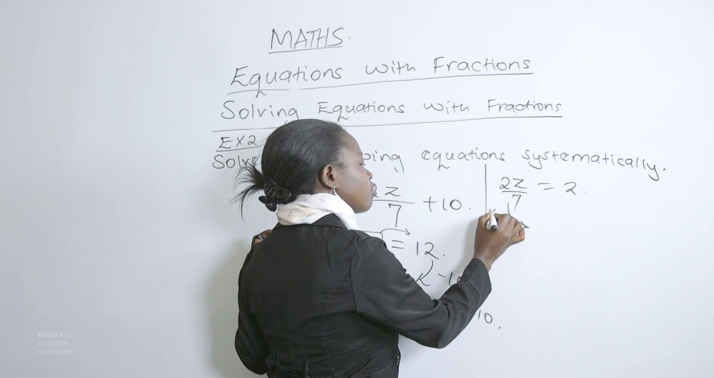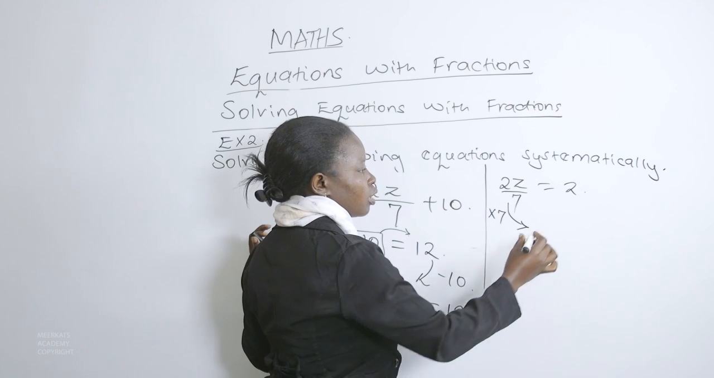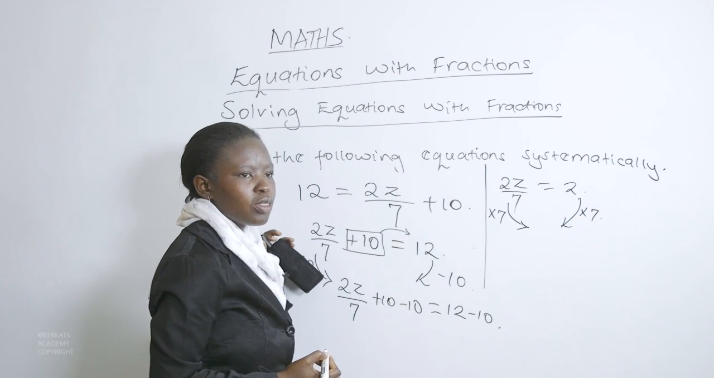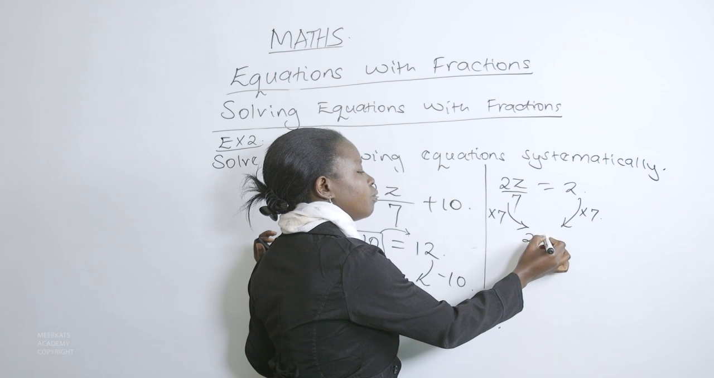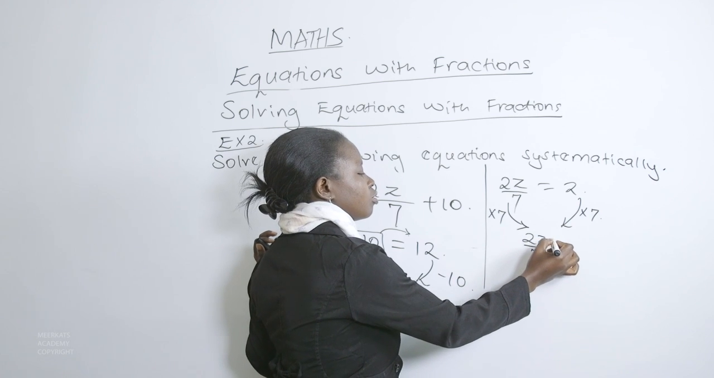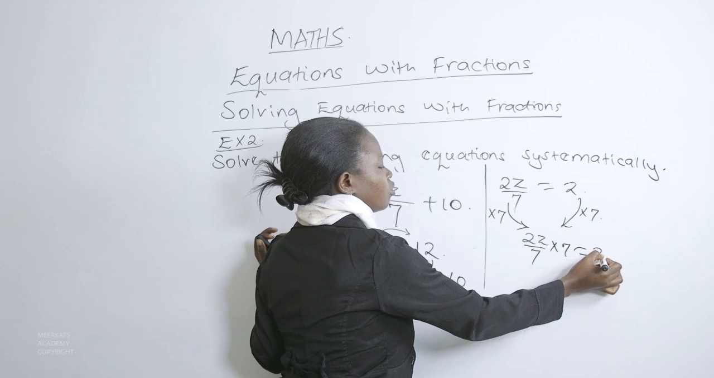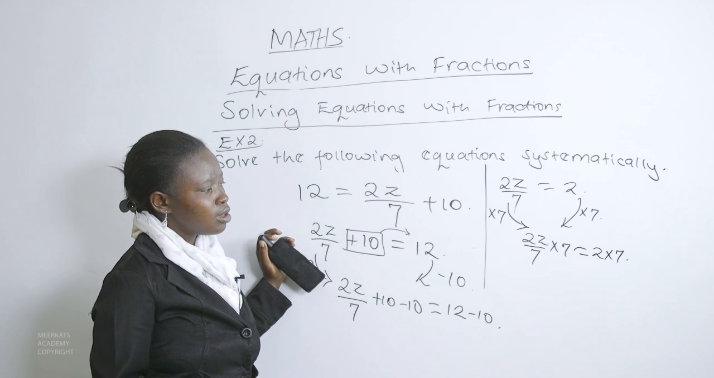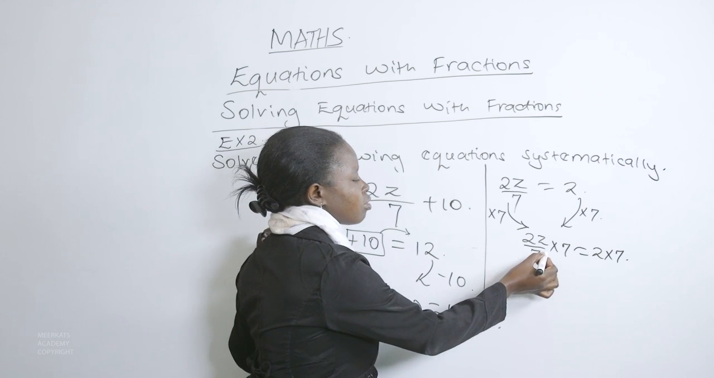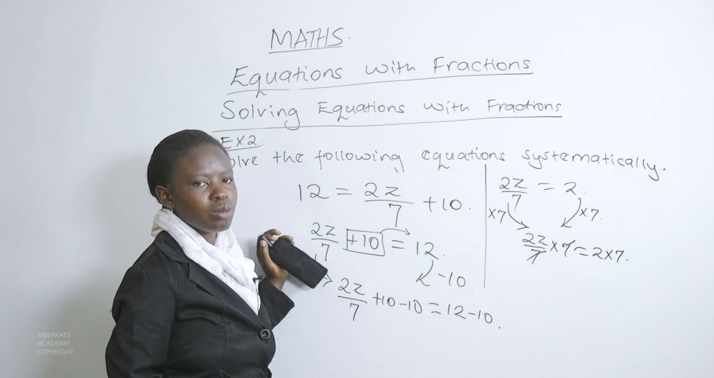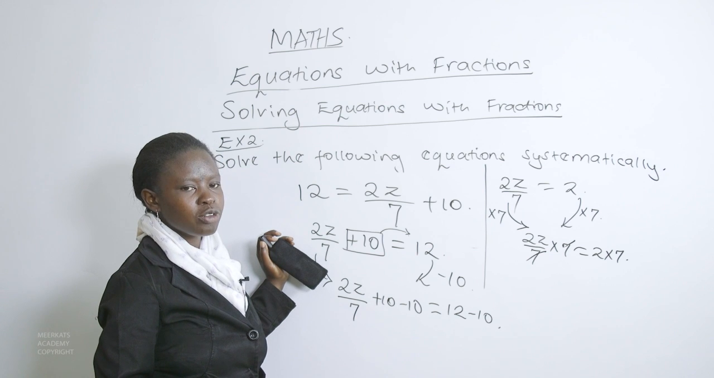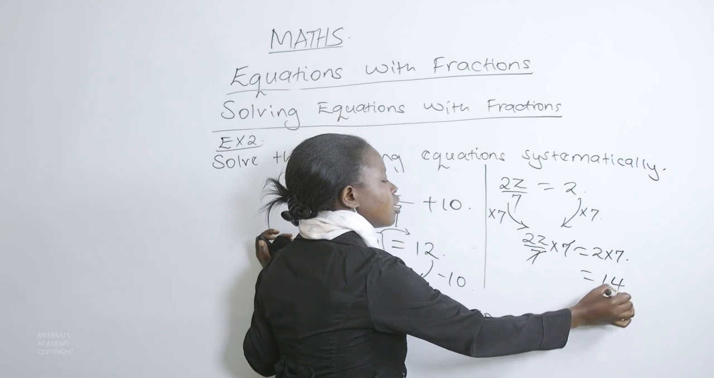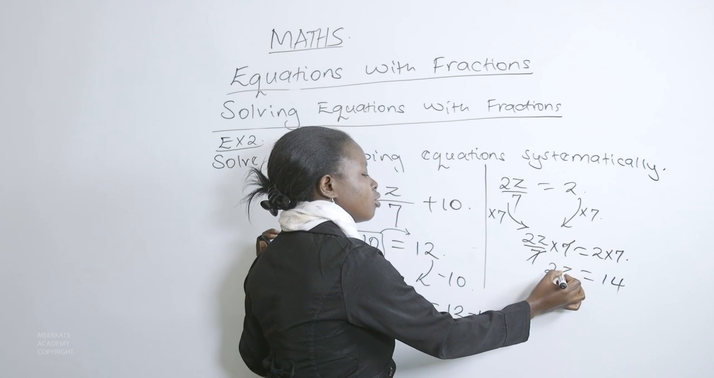Then after that, the next step is multiplying by the denominator on both sides, and our denominator in this case is 7. So multiply by 7 on the left-hand side, multiply by 7 on the right-hand side, so that we have 2z over 7 multiplied by 7 will be equal to 2 multiplied by 7. On the left-hand side, 7 and 7 will cancel out. Then on my right-hand side, we have 2 times 7. 2 times 7 is simply 14. The left-hand side, I'm left with 2z.